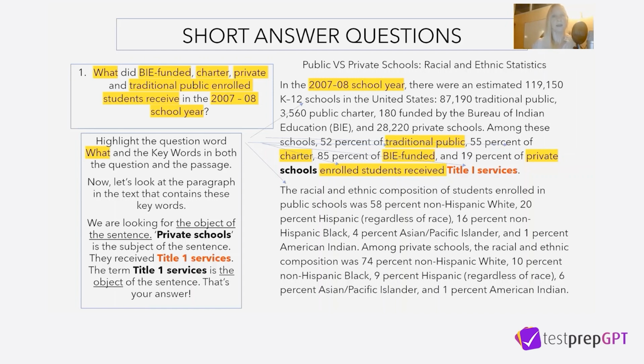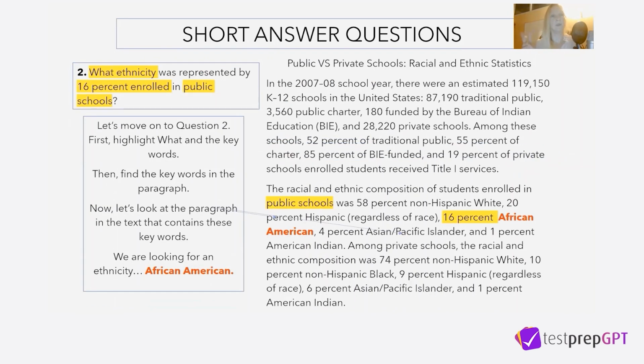Okay, so let's try the same technique now with number 2. So number 2, what ethnicity was represented by 16% enrolled in public schools? So now we've highlighted the key word in the question. It's what ethnicity. So we're looking for an ethnicity. Now we have to highlight the key words of the question in the text. So we see the word 16%. We see the word public schools. So those words appear in paragraph 2, right?